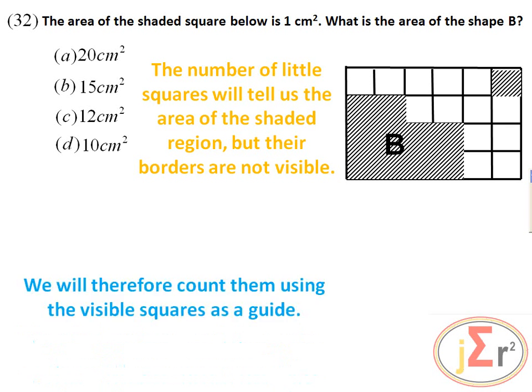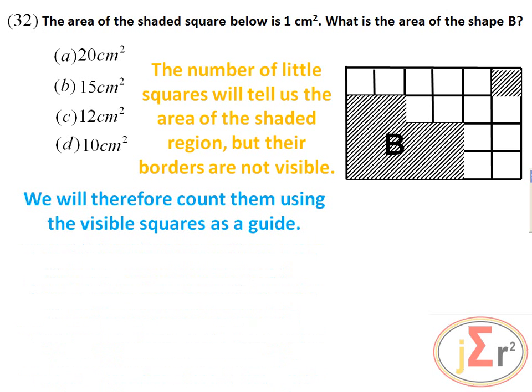Let's see. We will therefore count them using the visible squares as a guide. Remember now that we just have the area B, and it is in such a way that we do not see the individual squares that we have here, but we have to determine a way to count them. So we will use the visible squares as a guide. By the time I say that, the squares are going all over the place. So let us begin again.